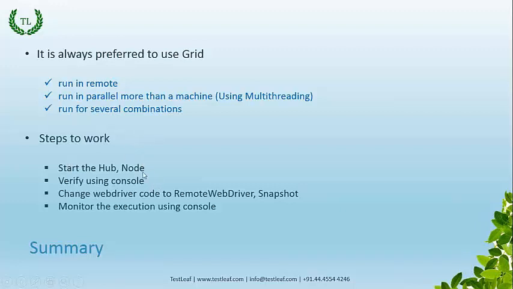The steps to do: start the hub, start the node, verify using the console. We saw that as well. We changed the WebDriver code to the RemoteWebDriver. Also, we changed the snapshot driver to the augmented driver. Then we monitored the execution using the console. You saw that icon getting colored, and you saw the browser coming up and running on that machine. So if you want to run them in parallel, remotely, the option we have is using Grid and TestNG.